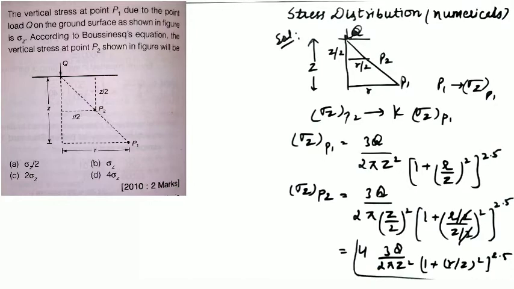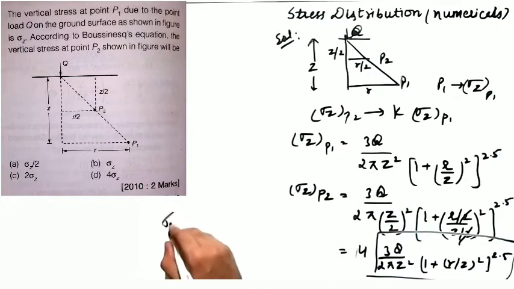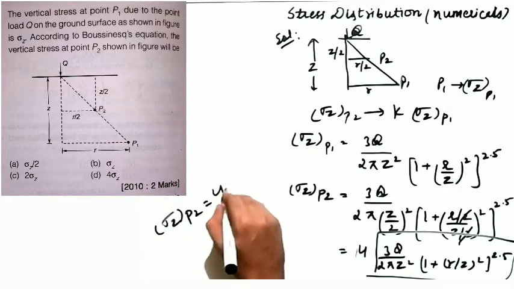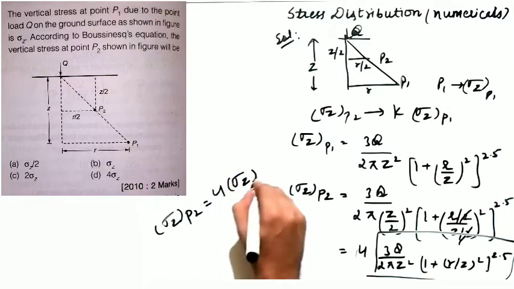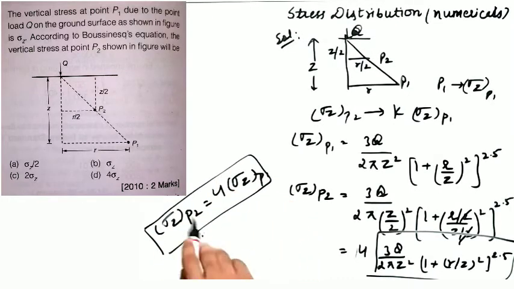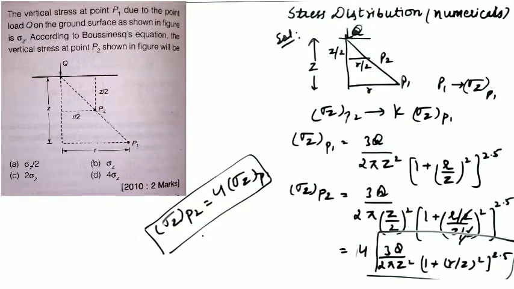What is this term? This term is the same as this term. That means sigma P2 will be equal to 4 times sigma Z P1. That means the stress will increase by 4 times at point P2 as compared to point P1. So this is the relation that is required. It is given in one of the options, so you can check in which option it is given. This is the correct answer for this question.